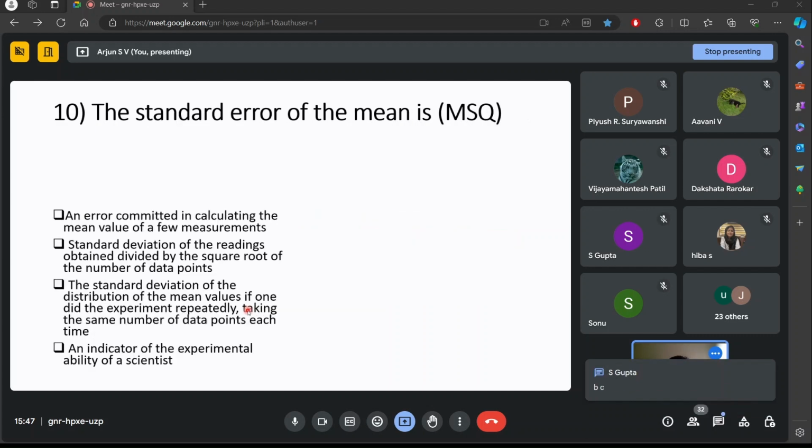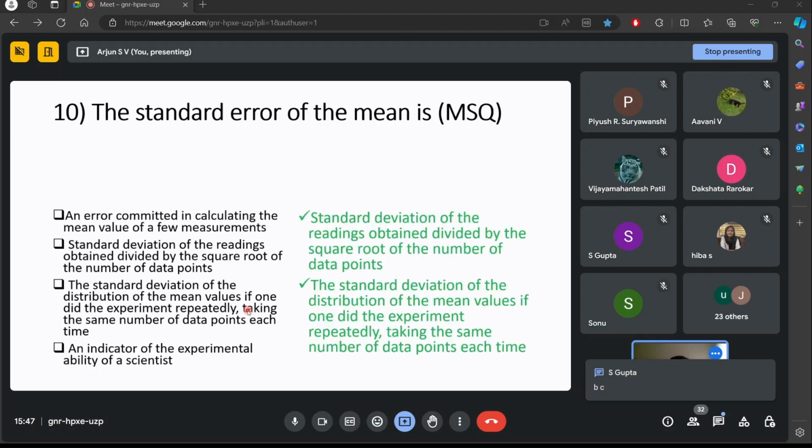And the last question: standard error of the mean is. It's a multiple select question, and Gupta once again says B and C are correct. So readings obtained divided by the square root of the number of data points, and the standard deviation of the distribution of the mean values according to the central limit theorem.